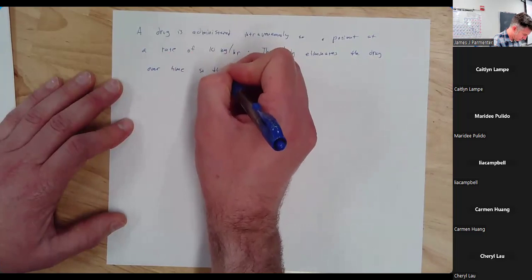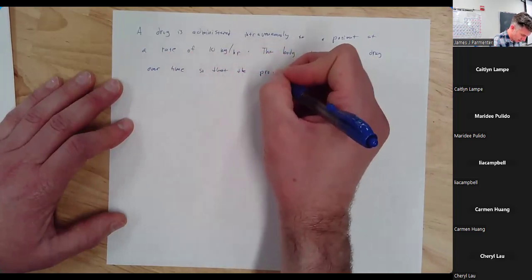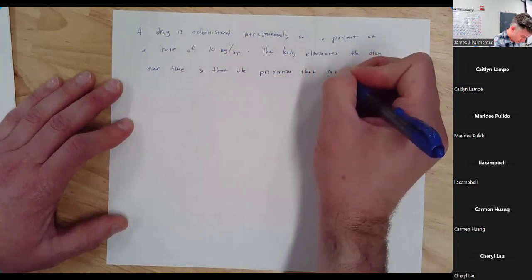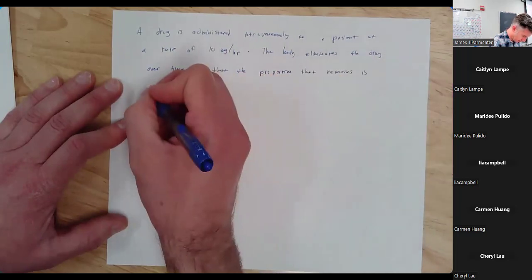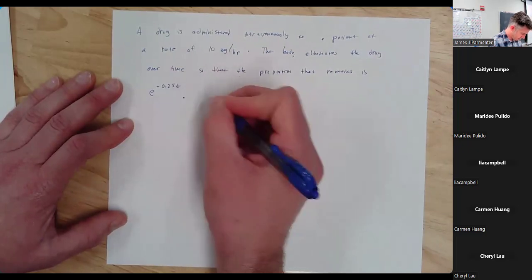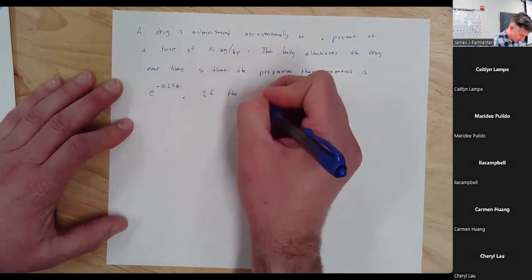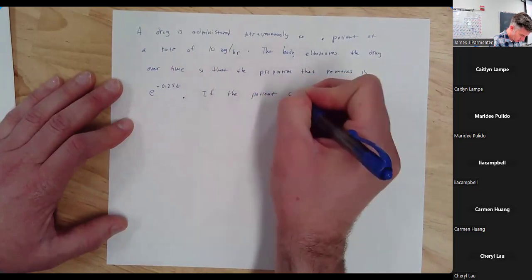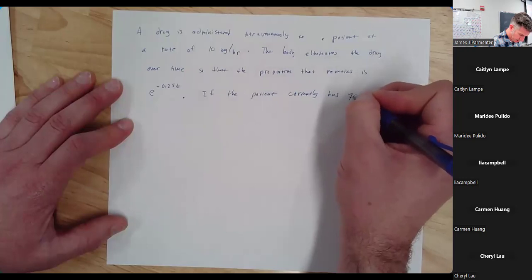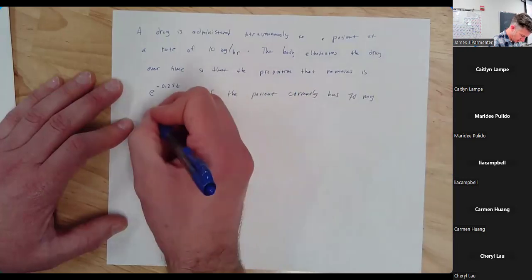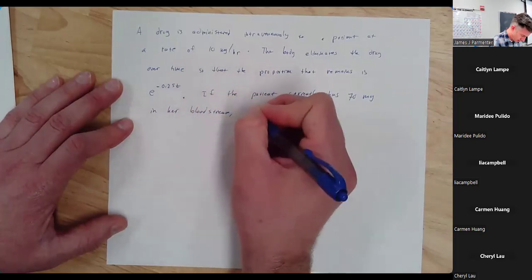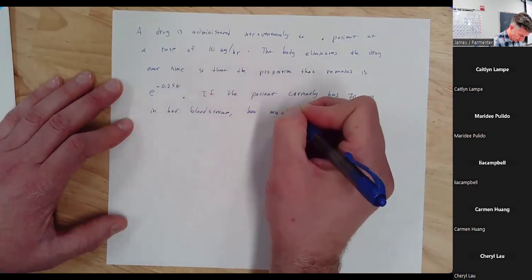so that the proportion that remains, that's going to be the survival, is e to the negative 0.25 times t. If the patient currently has 70 milligrams of the drug in her bloodstream, how much is present 8 hours from now?